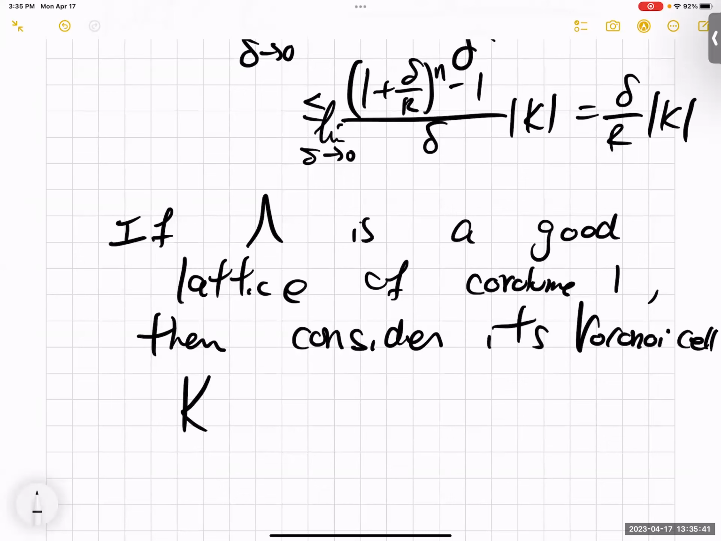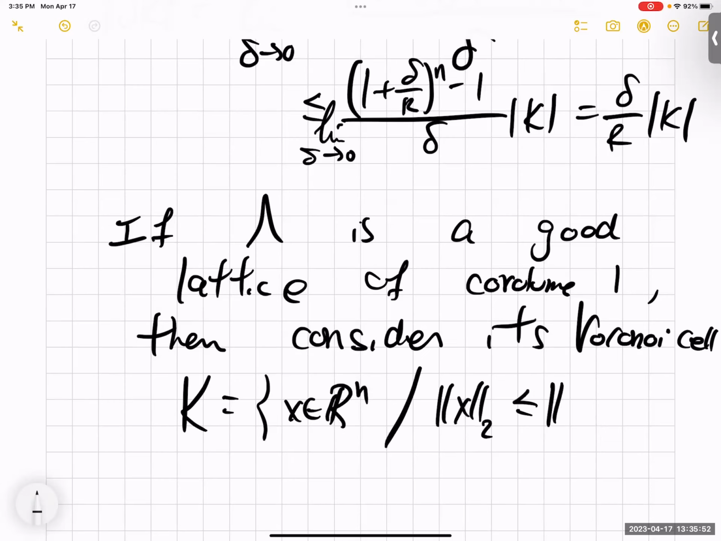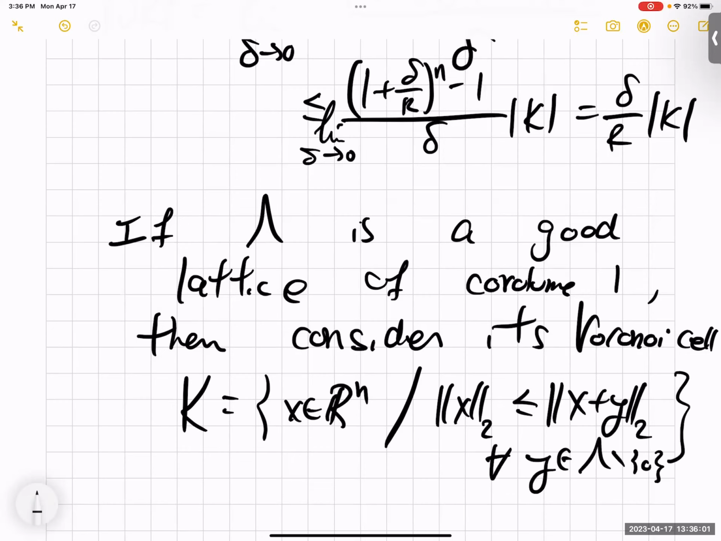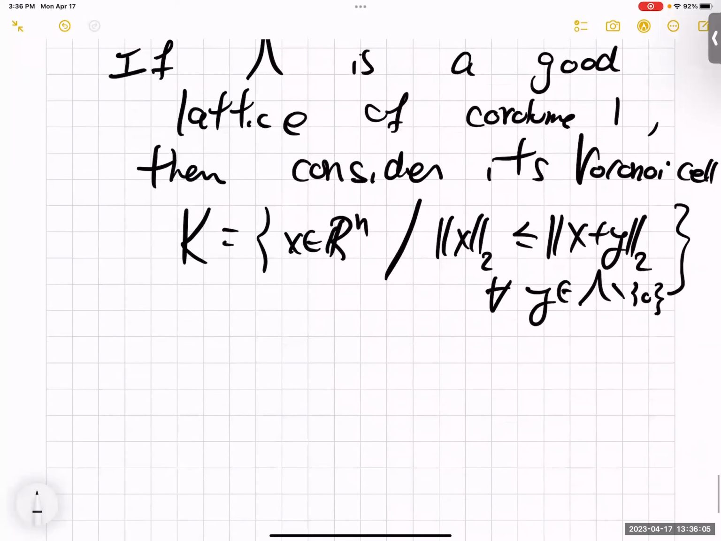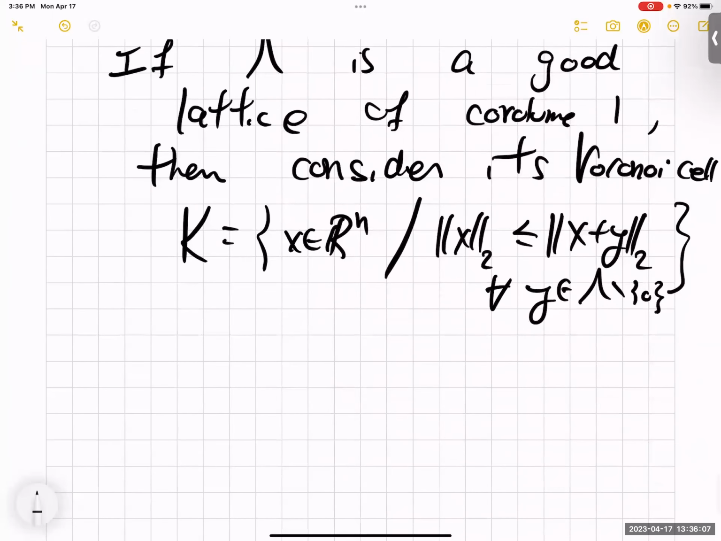So this is just the convex body of all the points in R^n whose nearest point in the lattice is the origin. So with that, the Euclidean norm of x is less than the Euclidean norm of x plus y for every y in the lattice, y not 0. So that's obviously a convex set, and because it has covolume 1, it means that the volume of K is 1, but it's a good lattice.